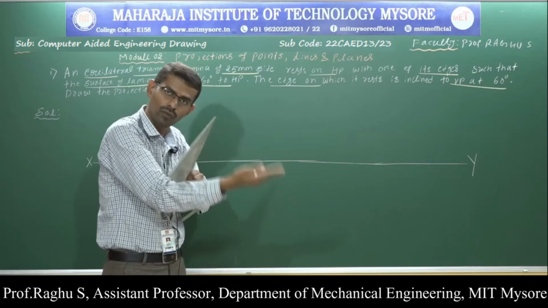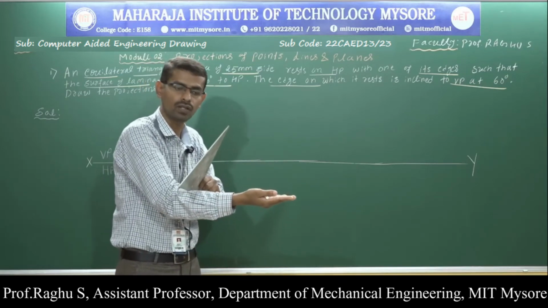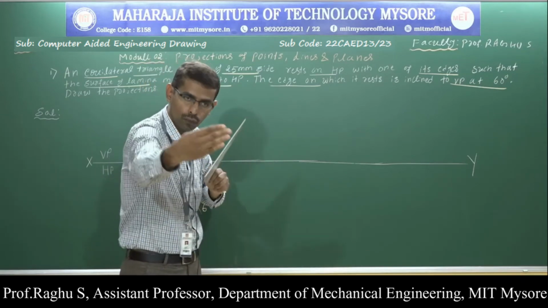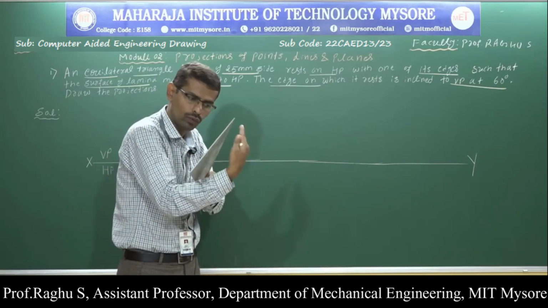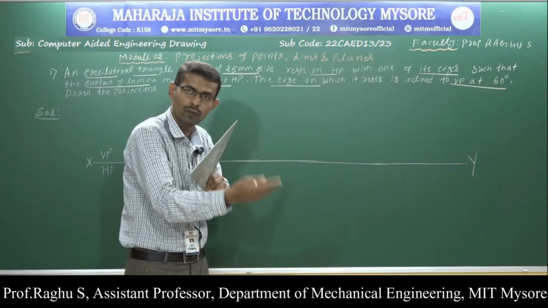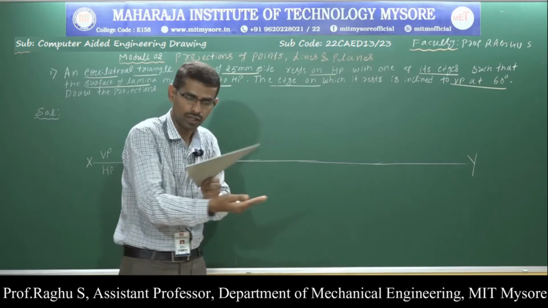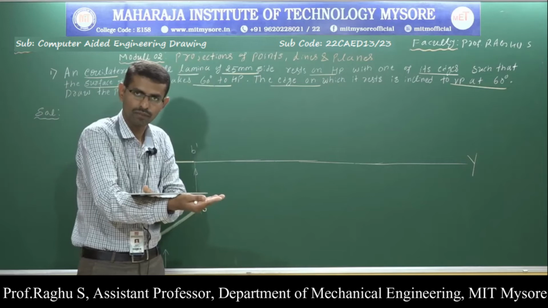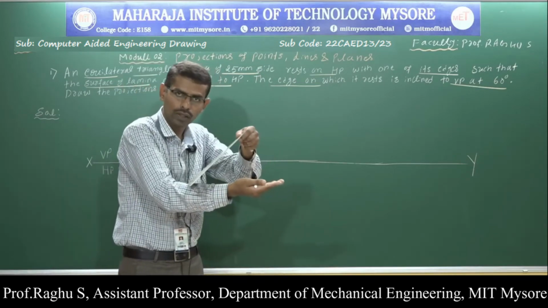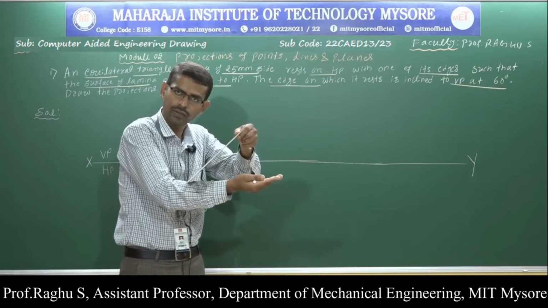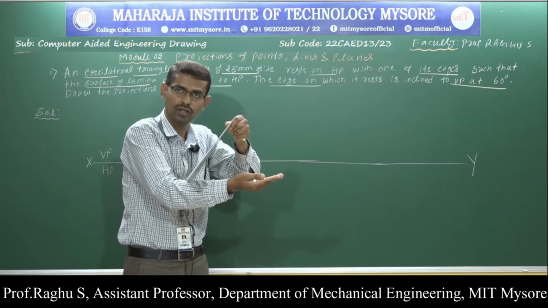Now in which view can I see the inclination? In the front view or top view? In the front view I can see this inclination, and the front view length will not change. When the lamina is resting on HP, the front view is a straight line. Next, when you tilt the lamina, the front view length will not change. The front view dimension remains the same, but I can see the inclination.